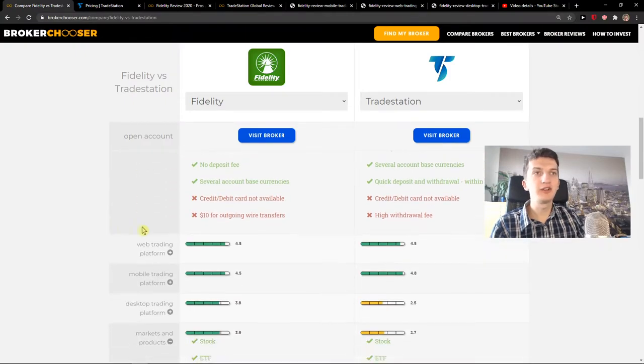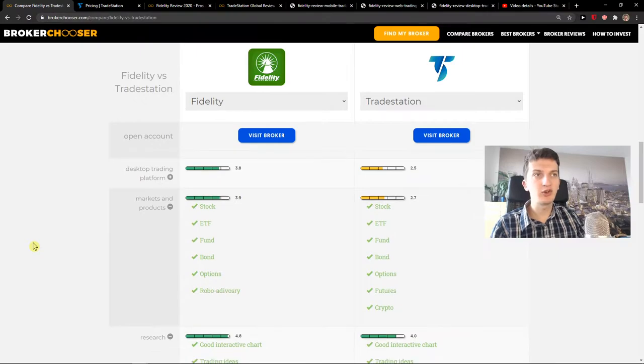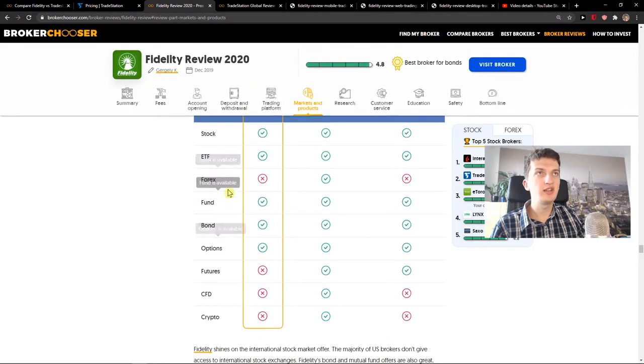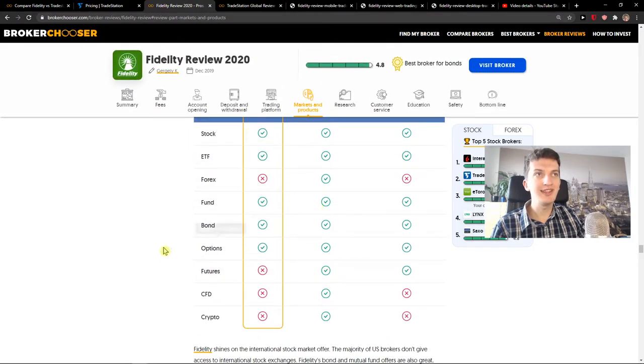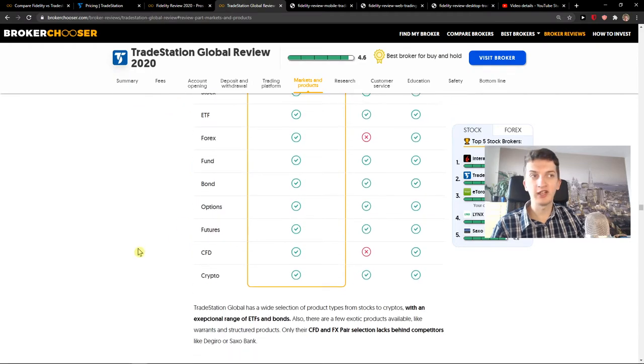Now let's go further to the markets and products they offer. TradeStation is completely dominating here because TradeStation is actually connected to the Interactive Brokers market. So whatever Interactive Brokers offers, TradeStation offers too. It's like Interactive Brokers is a parent company of TradeStation. Now let me show you. If you look here, Fidelity offers stocks, ETFs, funds, bonds, options, no futures, no CFDs, no crypto, and TradeStation offers literally everything.